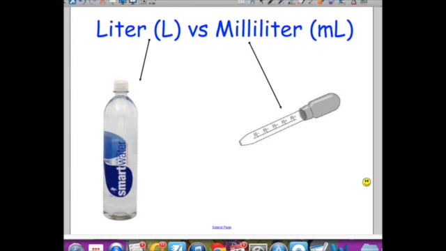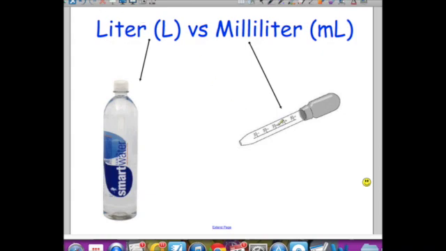Okay, so here are some measurement words. You might hear of liter and milliliters. A liter is like a big smart water bottle, okay? Or you can have a liter of pop. Lots of times pop comes in 2-liter jugs. Those are the big jugs. But you can also buy them in the 1 liter, which is a medium-sized one.